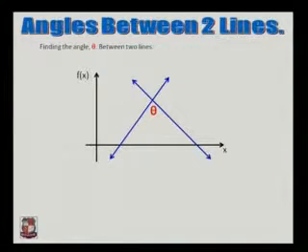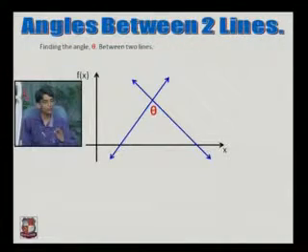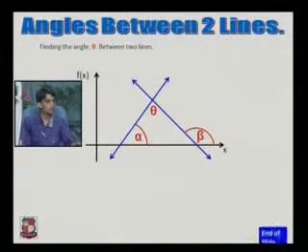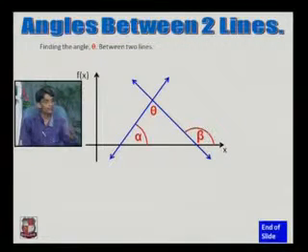Here, say the slope of the first line is m1, which makes an angle beta with the positive x direction, and the slope of the second line is m2, which makes an angle alpha with the positive x direction. This is the m1 slope line and this is the m2 slope line. We need to find the value of theta, which is the angle between the two lines.